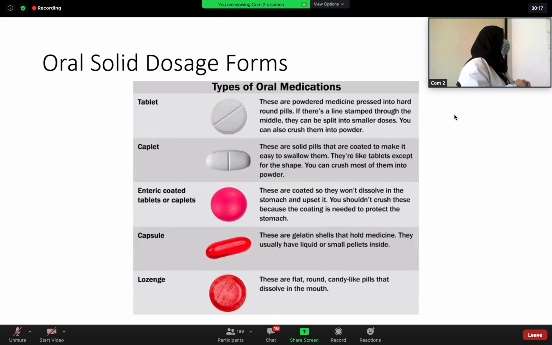Those usually should not be broken in half, split or crushed, because you are destroying the whole system that is built inside this tablet. Those tablets usually are intended for delayed release or delayed administration, and we'll see that shortly.